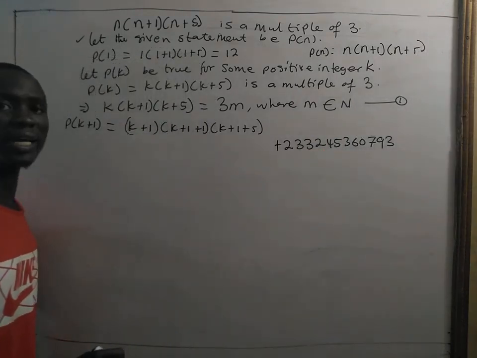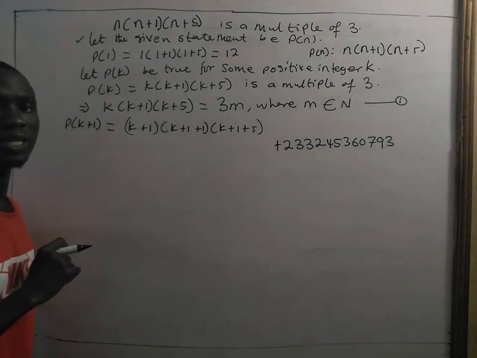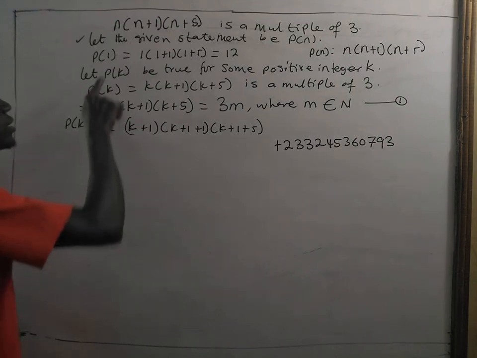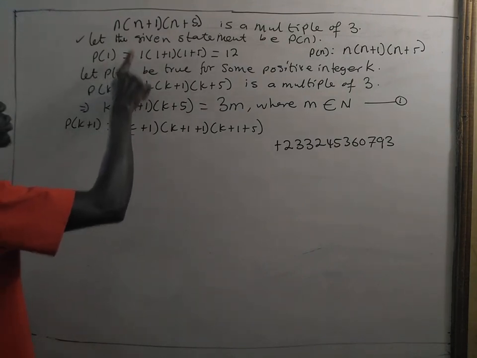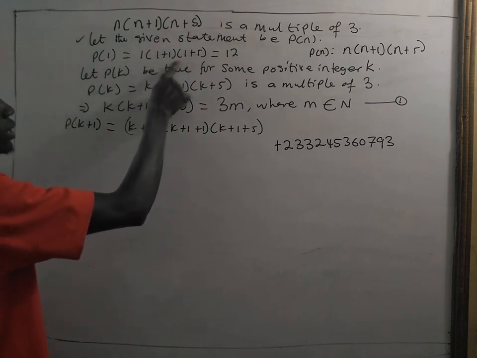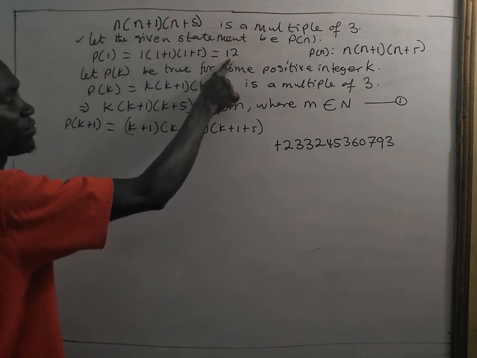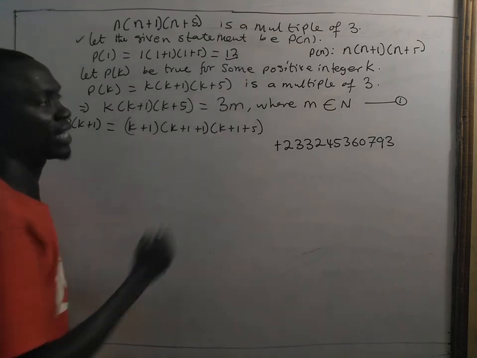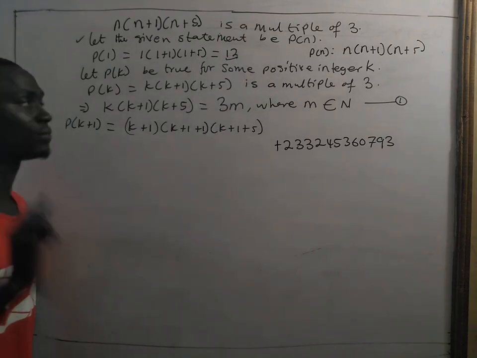And then we show the base case, that is taking n equal to 1. So we find P1 to be equal to, wherever you see n, you put 1. So 1 times 1 plus 1 times 1 plus 5. That will give us 12, and 12 is a multiple of 3.